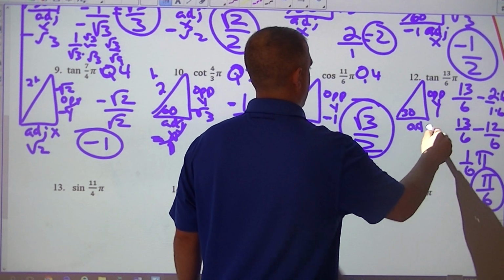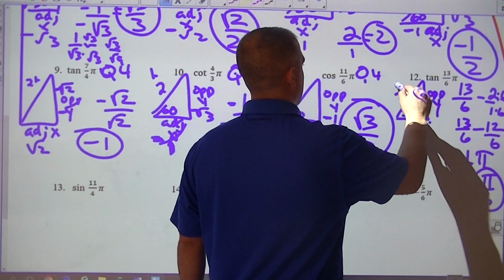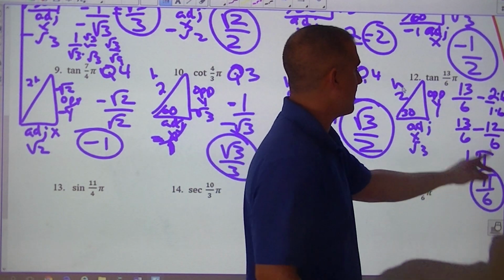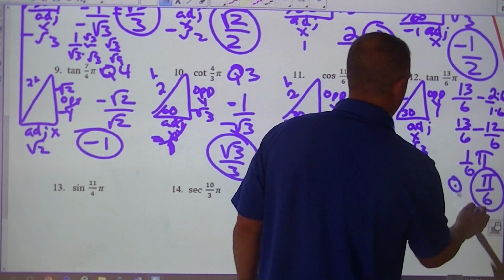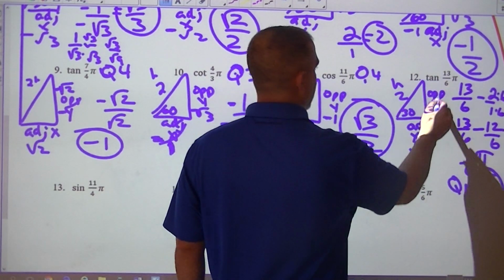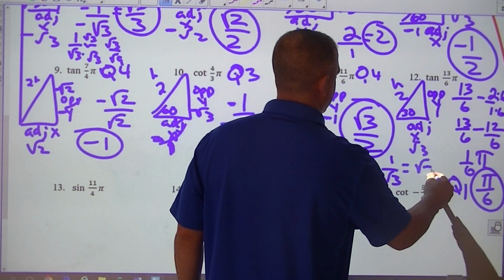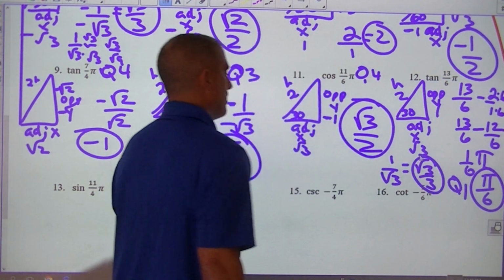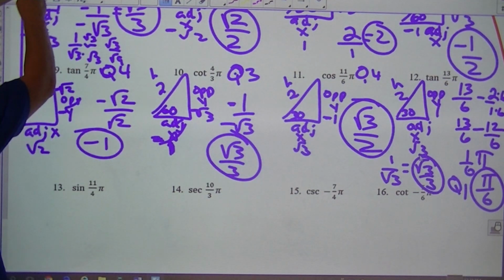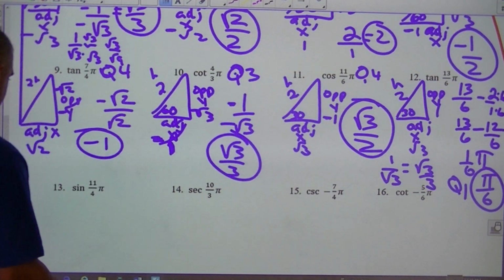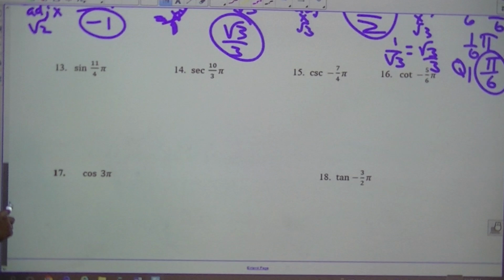So y is opposite and x is adjacent, 2 is the hypotenuse. Since it's pi over 6, this is going to be quad 1, so everything will be positive. Tangent will be 1 over the square root of 3, which we've already discussed, will turn into square root of 3 over 3. Okay, let me take out that circle there. All right, moving on to 13.